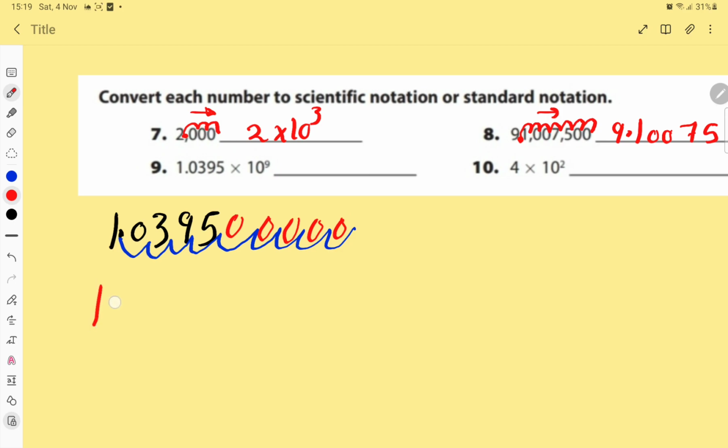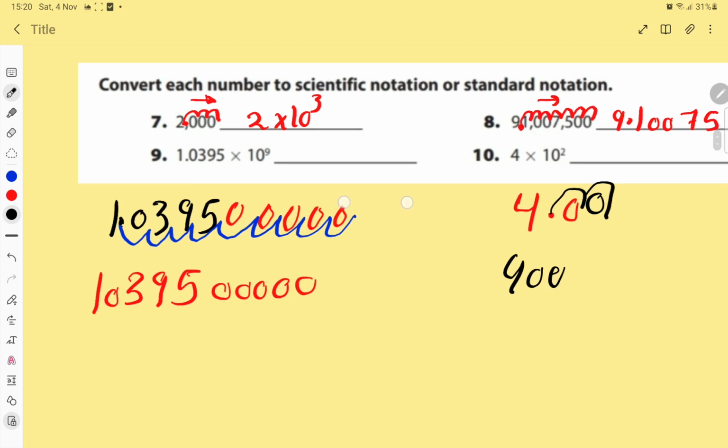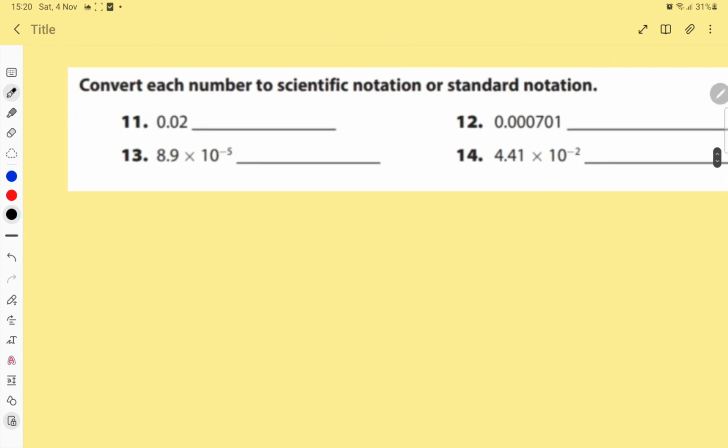So the answer will be 10395 and then zeros: 1, 2, 3, 4, 5. Next, 4 times 10 power 2. 4 is the same as 4.0. Move the decimal point 2 places, positive, to the right: 1, 2. So it becomes 400.